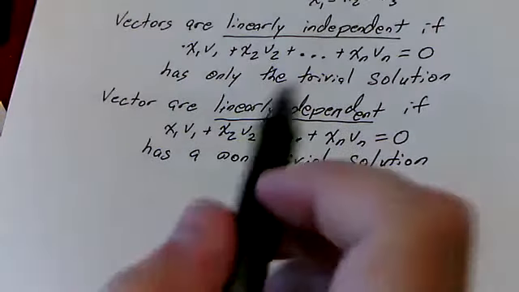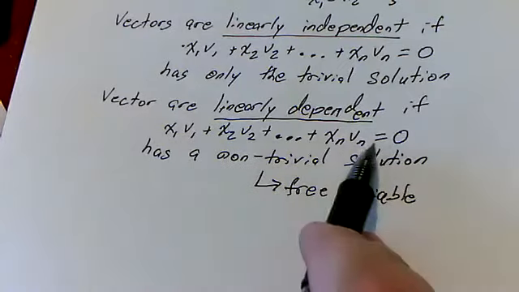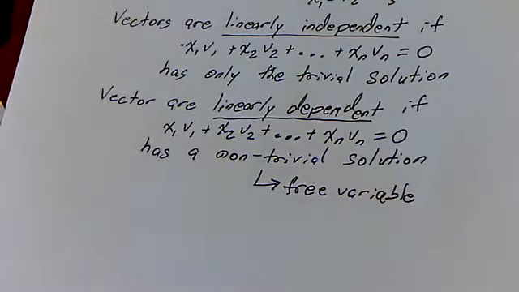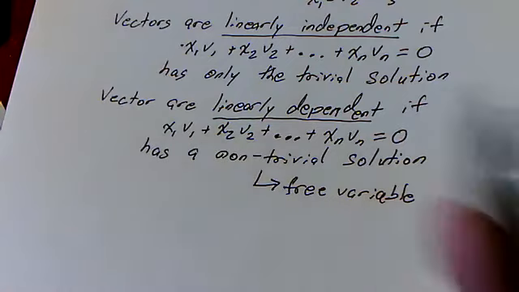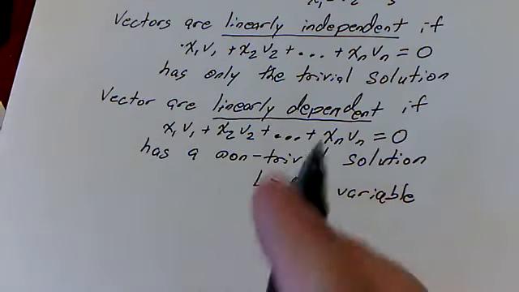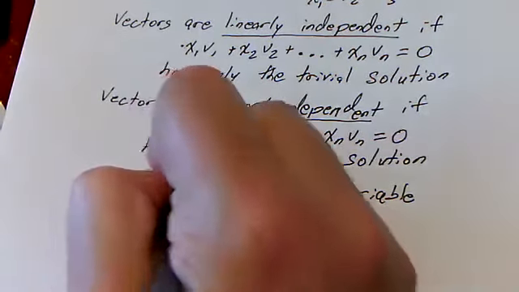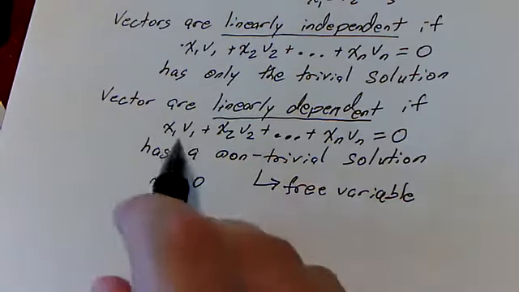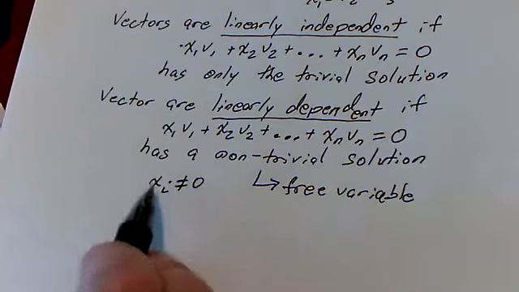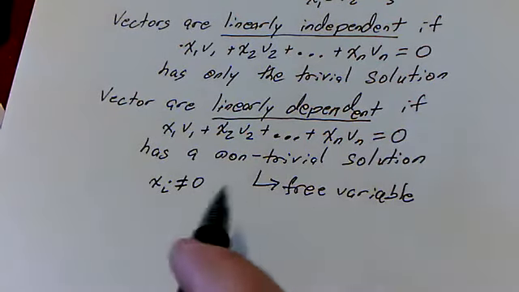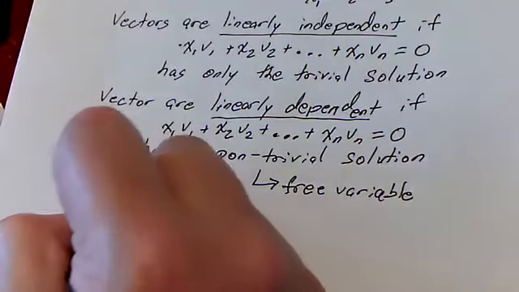Now, this equation here that has a non-trivial solution is called the dependence relation. Remember, non-trivial solution means that there is some x sub i that is not 0 along the way. So they can't all be 0, that's the trivial solution. And one of these where some x sub i is not 0 is called the dependence relation.